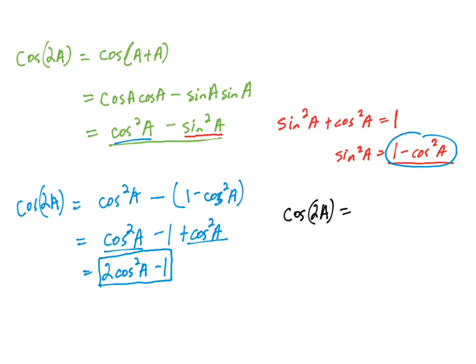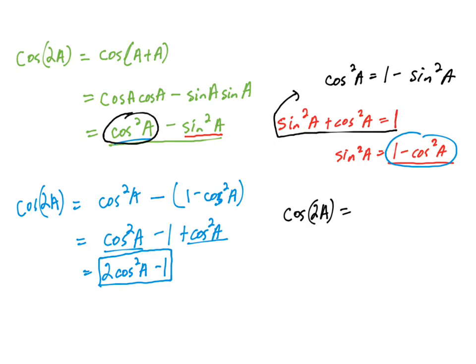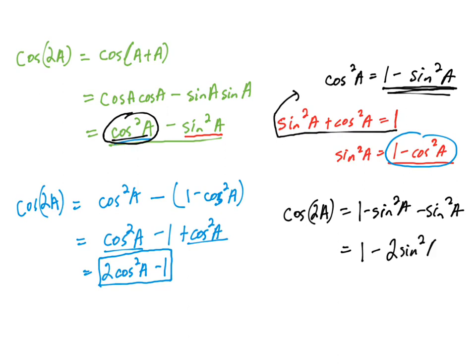And then we have a third version. So now let's say I take the Pythagorean identity and I solve for cosine squared. That's going to be equal to 1 minus sine squared of a. So what I can do is replace cosine squared of a with 1 minus sine squared of a in place of this guy right here, minus sine squared of a. So writing that in a simplified form, I get 1 minus 2 sine squared of a.